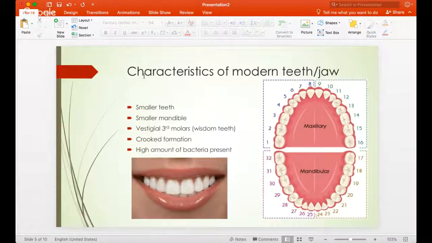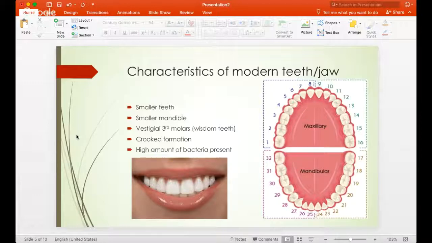So here are the characteristics of modern teeth. We find that they're much smaller in comparison, as we mentioned before, along with a smaller jaw. And with this overall shrinking of the mouth, you find that there are some vestigial third molars, or what we call wisdom teeth. You can actually see them here: numbers 1, 16, 17, and 32. Those are our wisdom teeth.